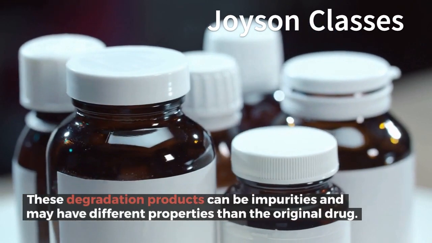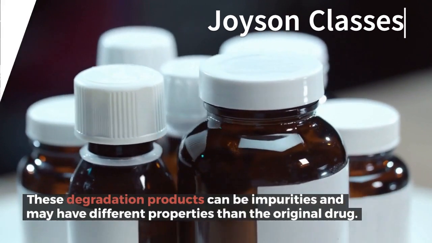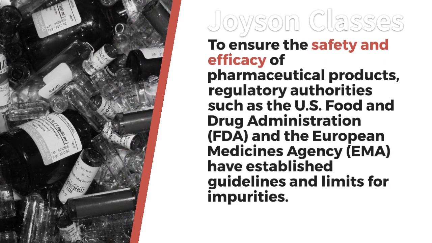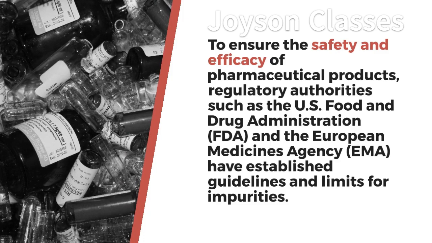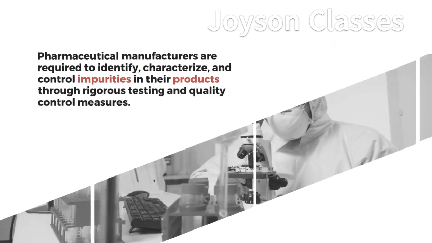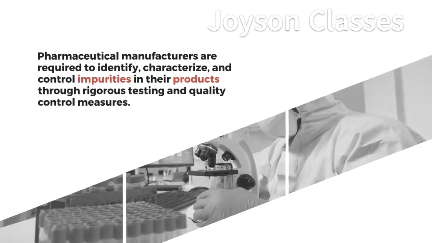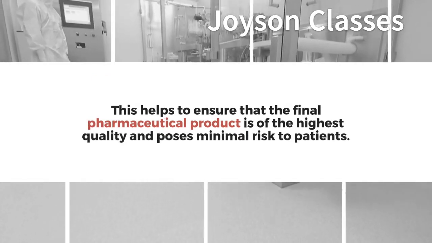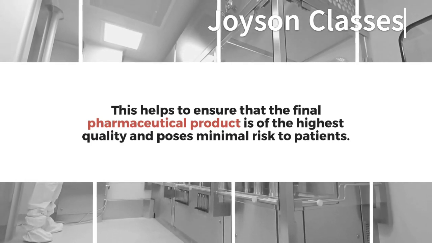To ensure the safety and efficacy of pharmaceutical products, regulatory authorities such as the U.S. Food and Drug Administration, FDA, and the European Medicines Agency, EMA, have established guidelines and limits for impurities. Pharmaceutical manufacturers are required to identify, characterize, and control impurities in their products through rigorous testing and quality control measures. This helps to ensure that the final pharmaceutical product is of the highest quality and poses minimal risk.